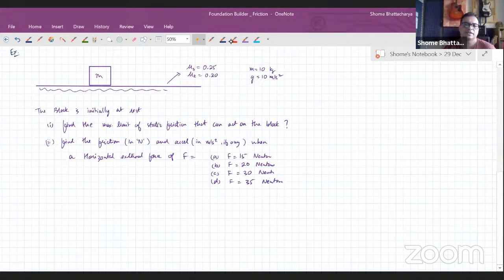So obviously the entire solution will be from the free body diagram. So we'll draw the free body diagram for each of these parts.